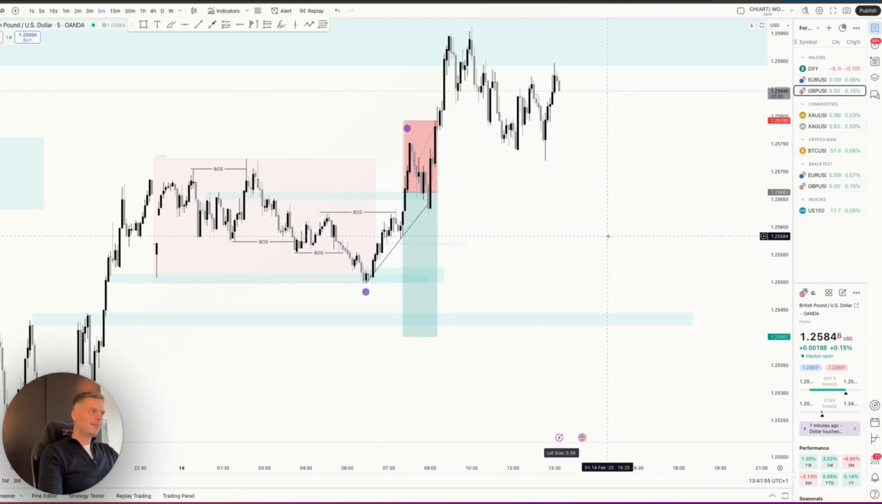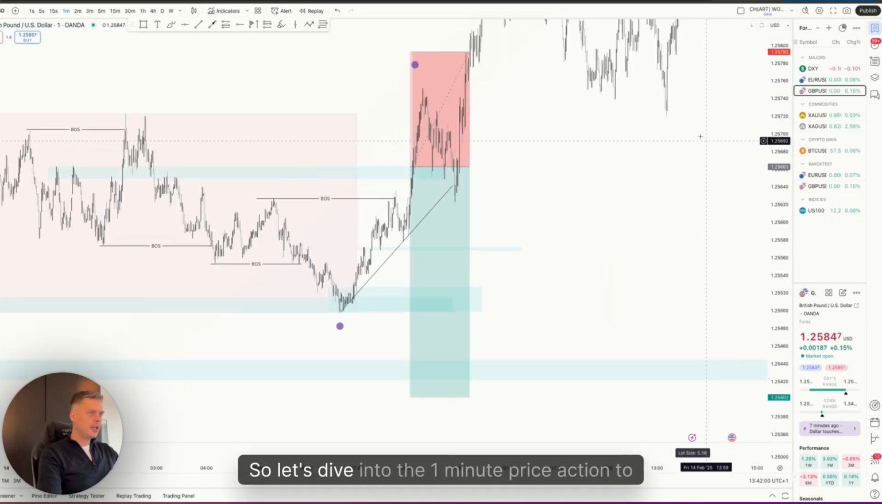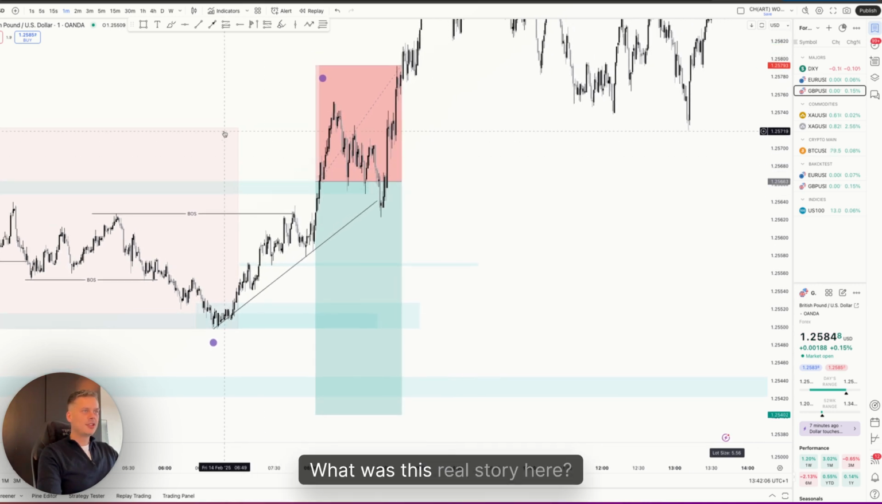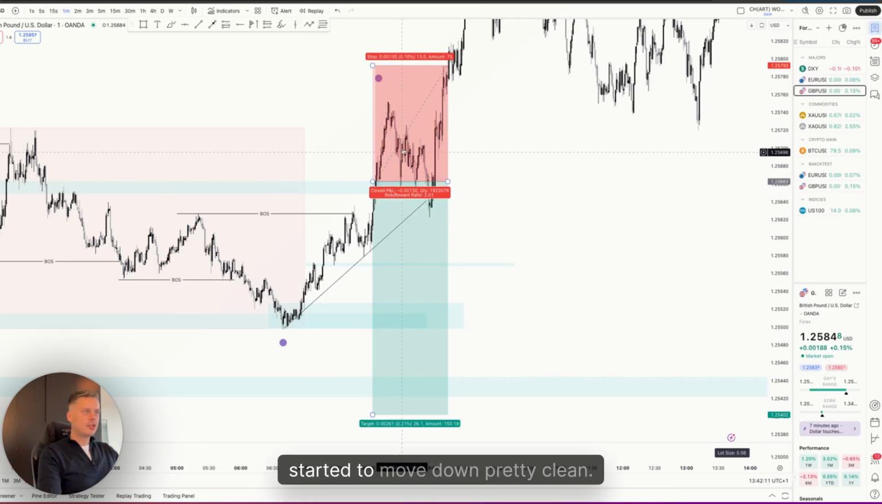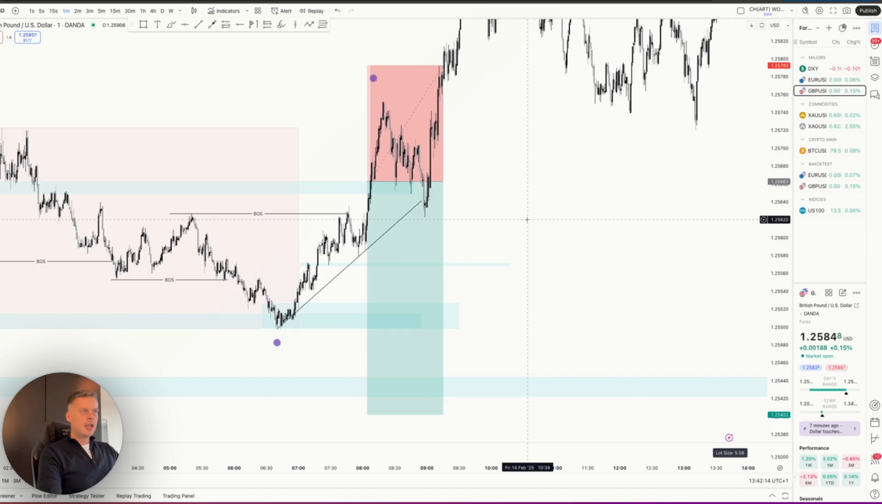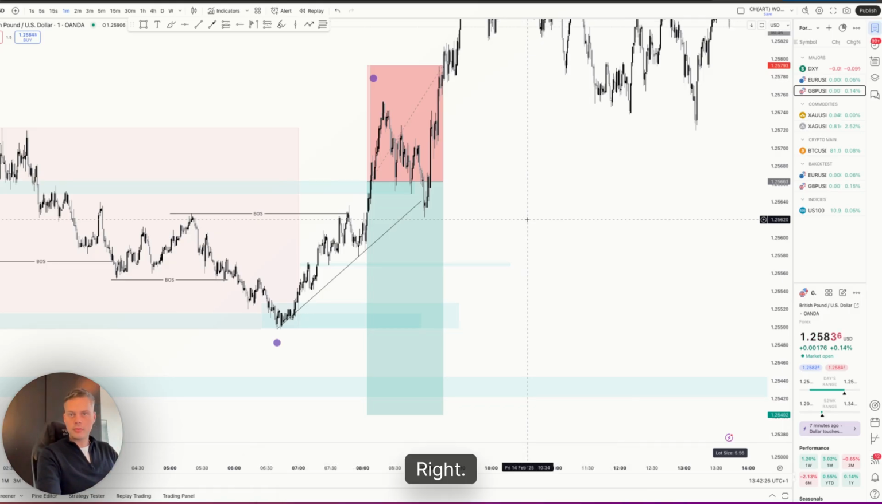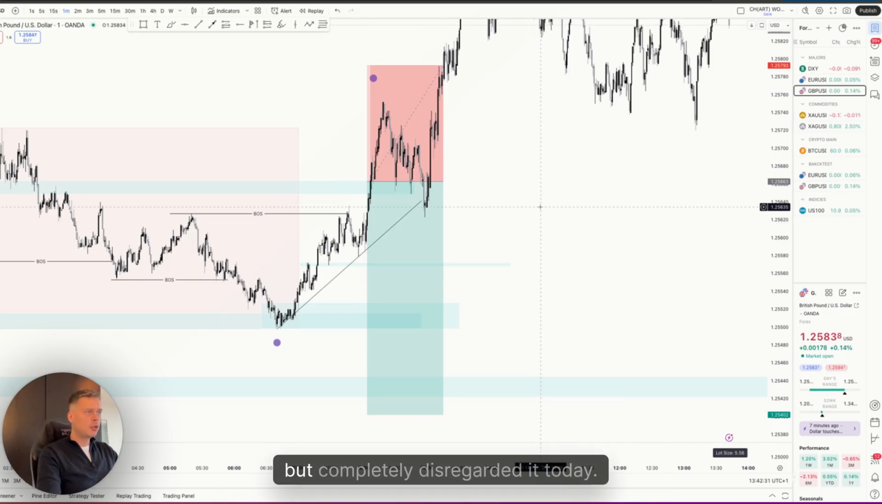Sorry. So yeah, funny thing. But then I was already in the trade. So let's dive into the 1-minute price action to give a little bit of insight. What was the real story here? The real story is price swept the Asian high and started to move down pretty clean. And this is only giving smart money traders, but also Asian high traders, the illusion that price wants to go lower, right? And this is what I usually take with me in my analysis, but completely disregarded it today.